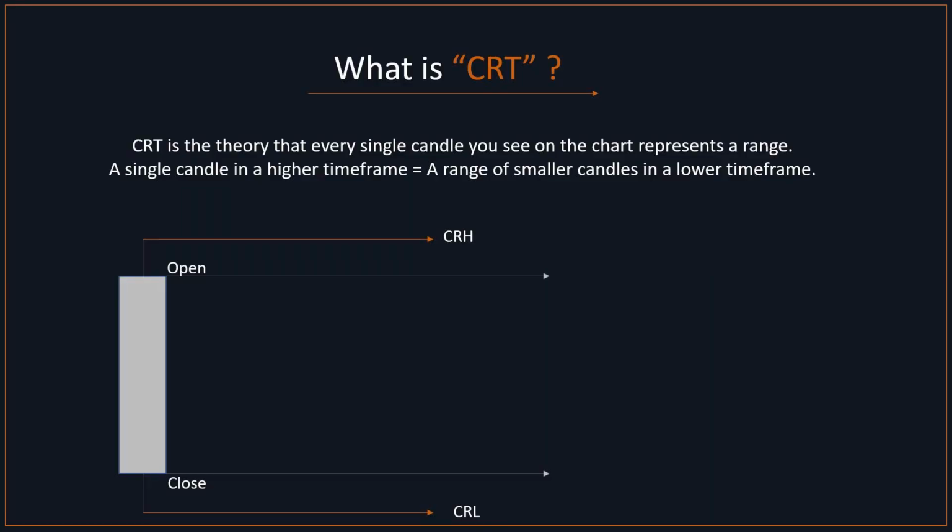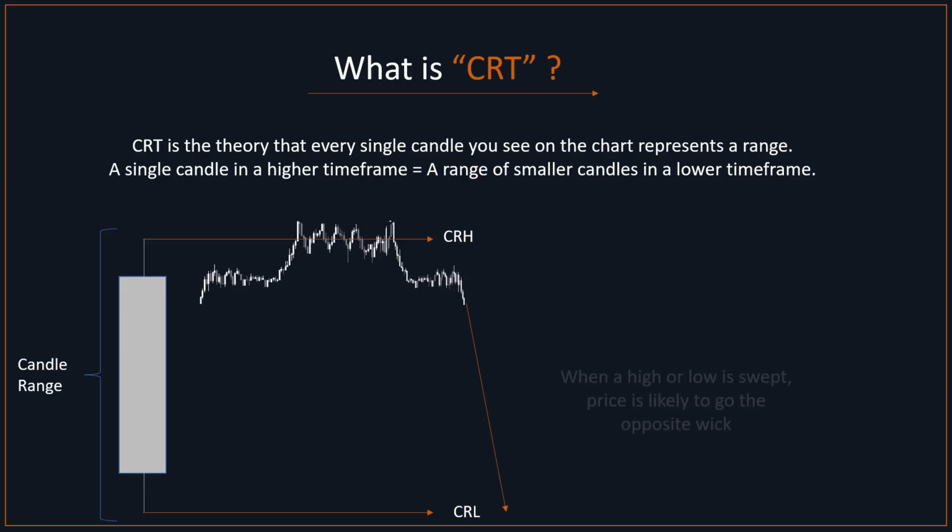Now, over to the left, we can see that this single candlestick is a candlestick on a higher time frame, and it represents a range of smaller candles if we zoom into a lower time frame. You'll notice price moving up in smaller time frames within this big candlestick. And in a smaller time frame, this big candle is broken down into a series of smaller candles moving up and down. And from here we expect the price to drop down toward the CRL.